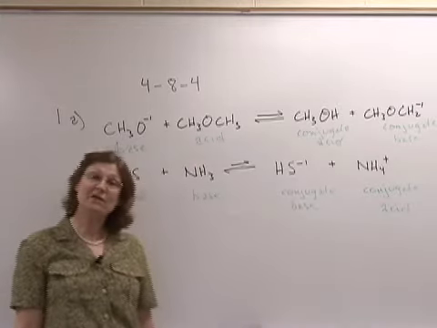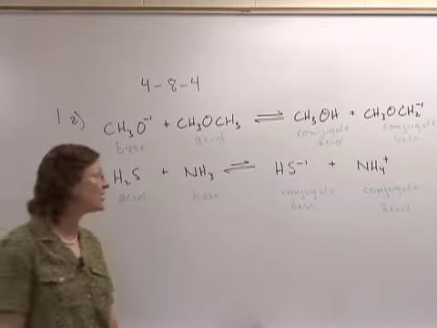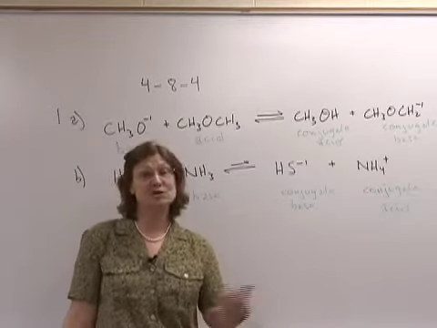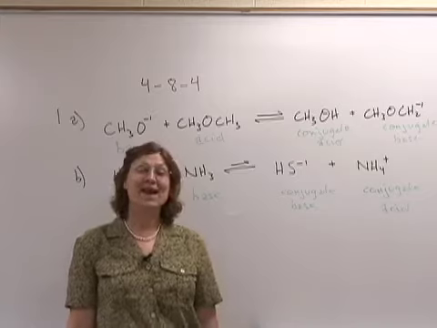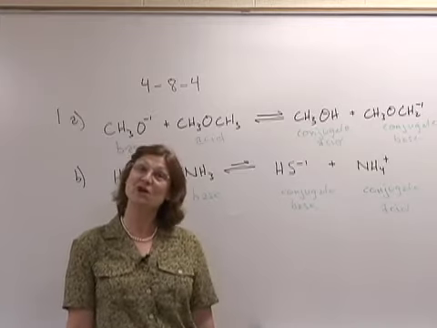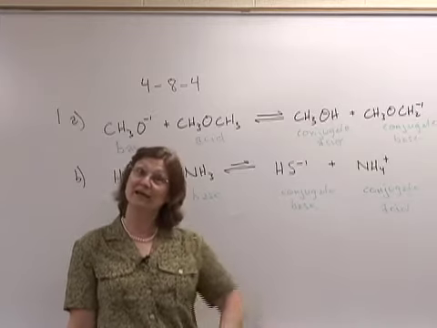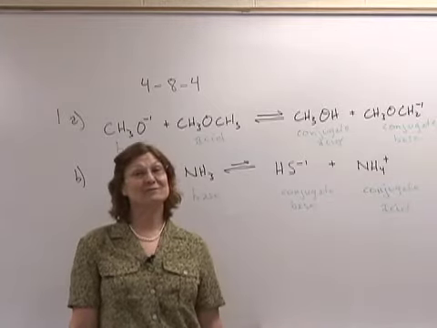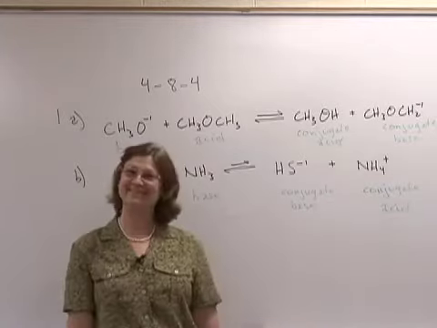And Brønsted-Lowry's theory is always with conjugate pairs. There are an acid with a conjugate base, a base with a conjugate acid. And we look for the hydrogen. Where does the hydrogen go? Which one gets a hydrogen? Which one gives a hydrogen? And that's what you have to look for. And that's how you do number 1.